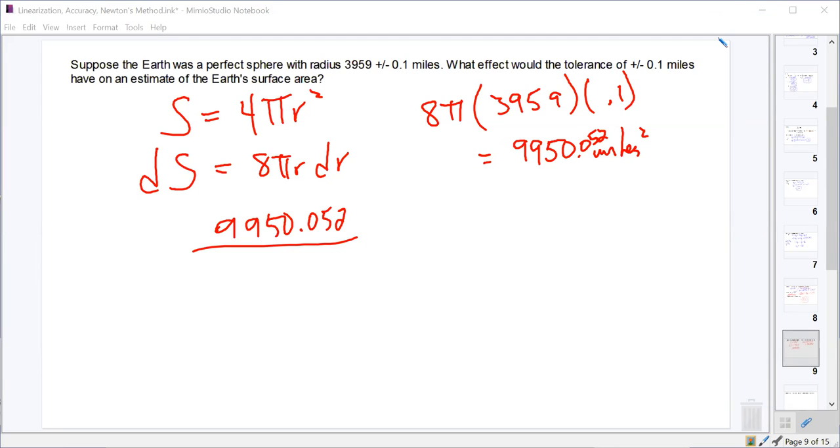Okay, so then we're going to divide the 9,950.052 to find the relative change. What are we going to divide it by? By what our actual calculated surface area would be, which would be what? 4 pi times our radius squared. And so what do we get if we do that?